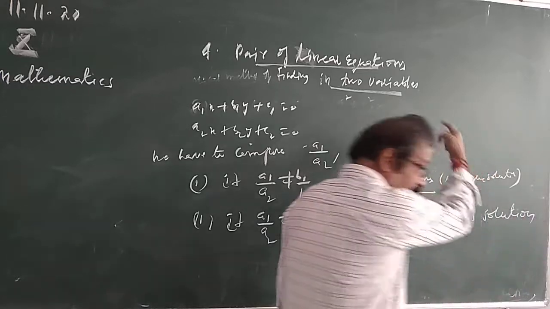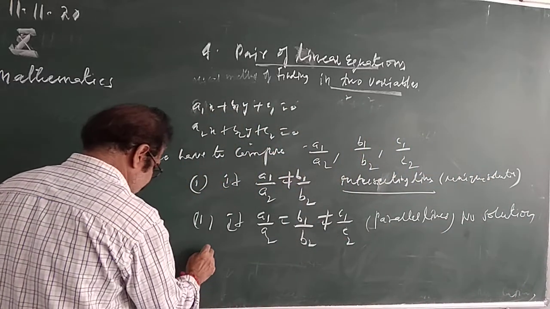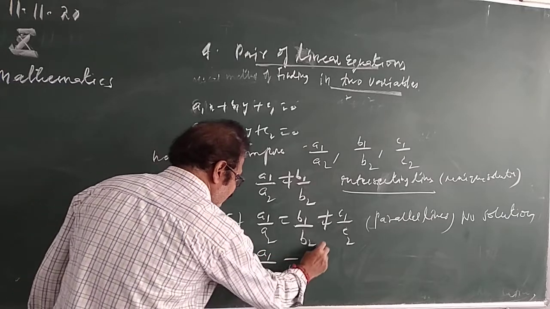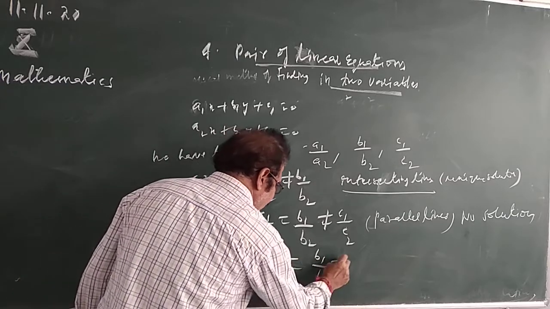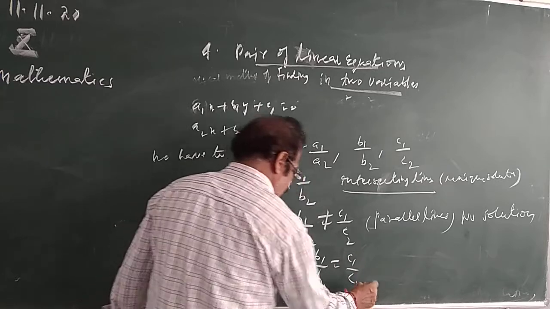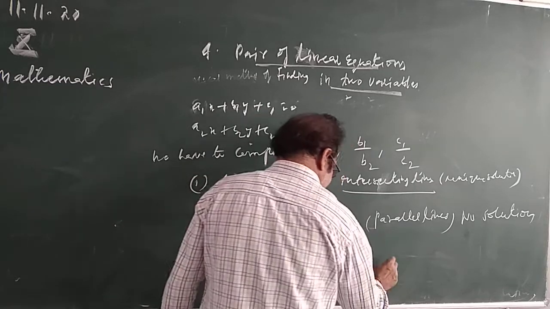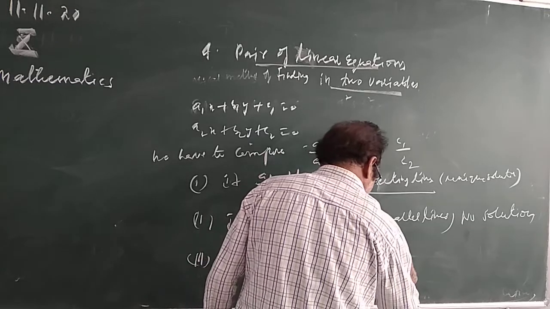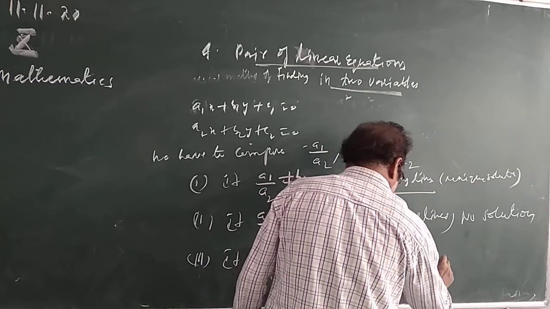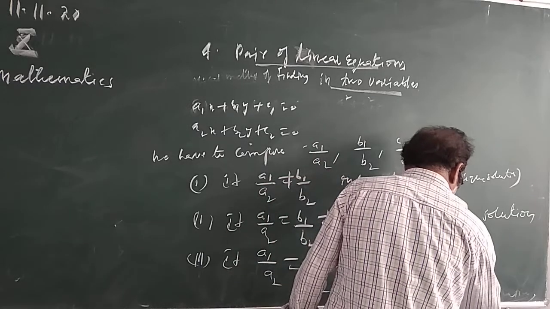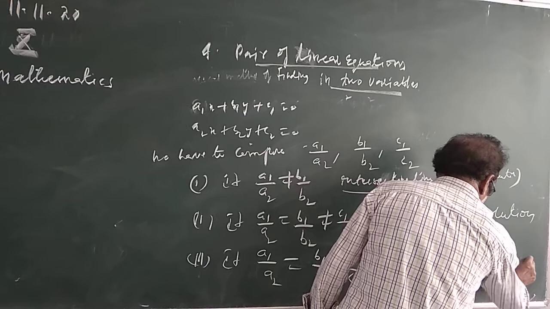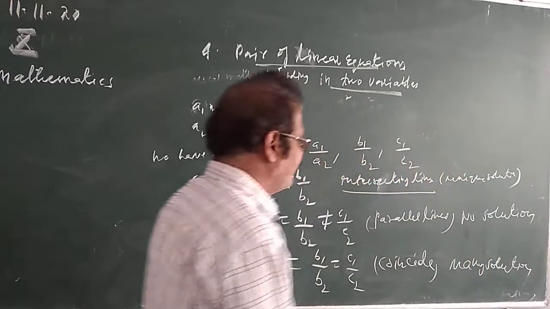So algebraically we can say like this. Third one, if all ratios are equal, A1 by A2 equal to B1 by B2 equal to C1 by C2, the lines coincide. Coincide means many solutions.